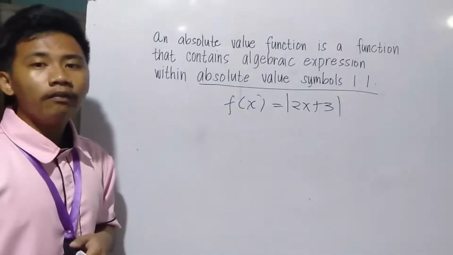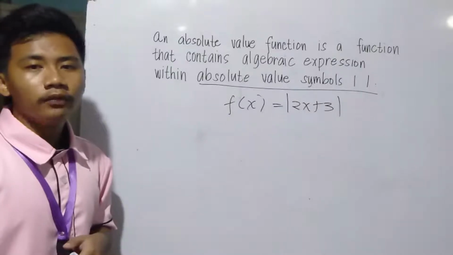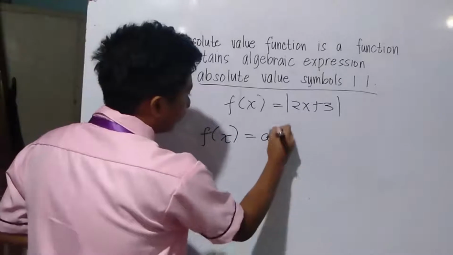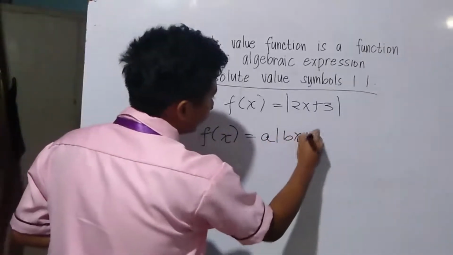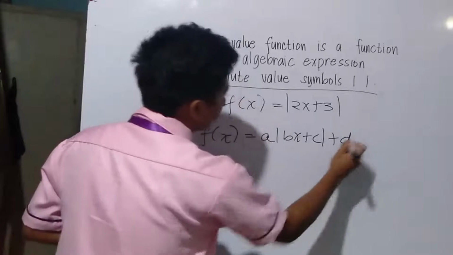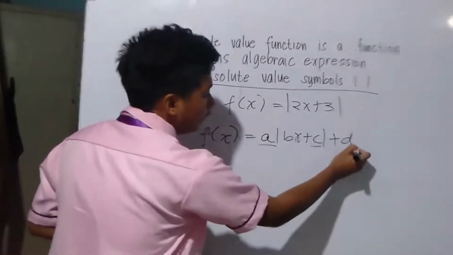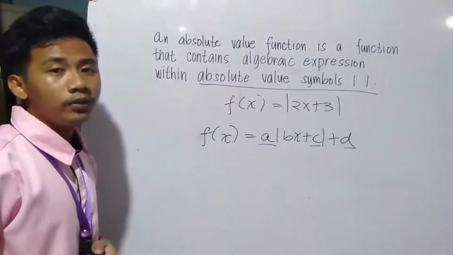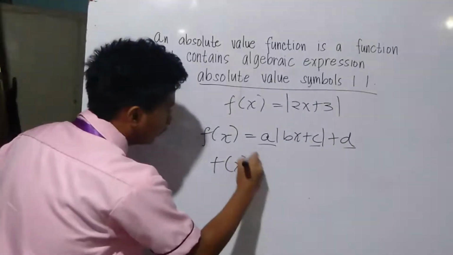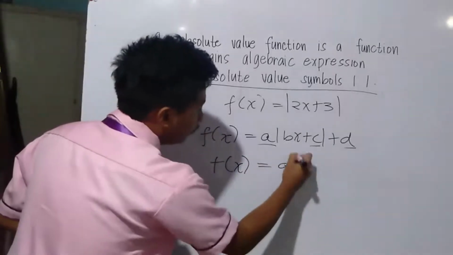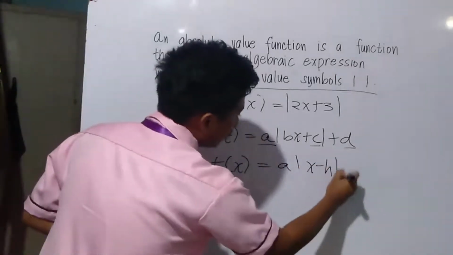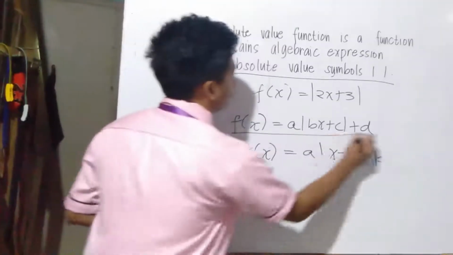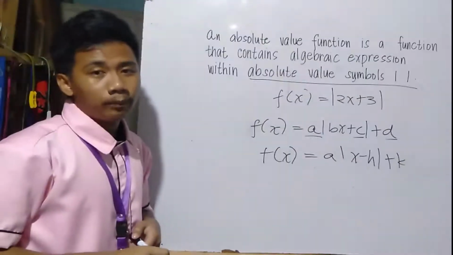Also, the general form or general rule of an absolute value function takes the form f of x is equal to a times the absolute value of bx plus c, plus d, where a, c, and d are real numbers. Or in some other references, they use the form f of x is equal to a times the absolute value of x minus h, plus k. But in this video, we're going to use this form. Now, let's have some examples.